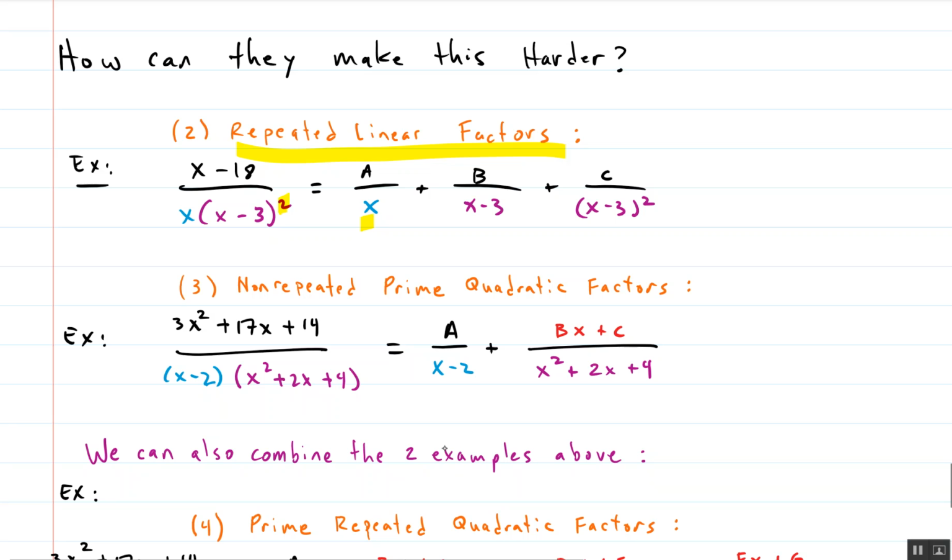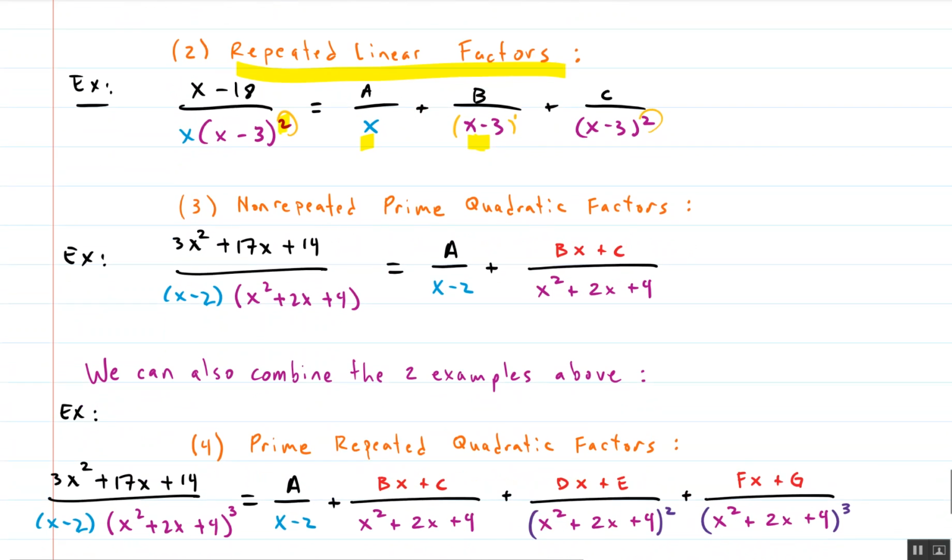You put a spot for each unique factor, so x and x minus 3, but because they're two x minus 3s, you do the x minus 3 to the first power, and you do the x minus 3 to the second power. So you just do one for each of the exponents until you reach whatever you have. In our case, we had 2.